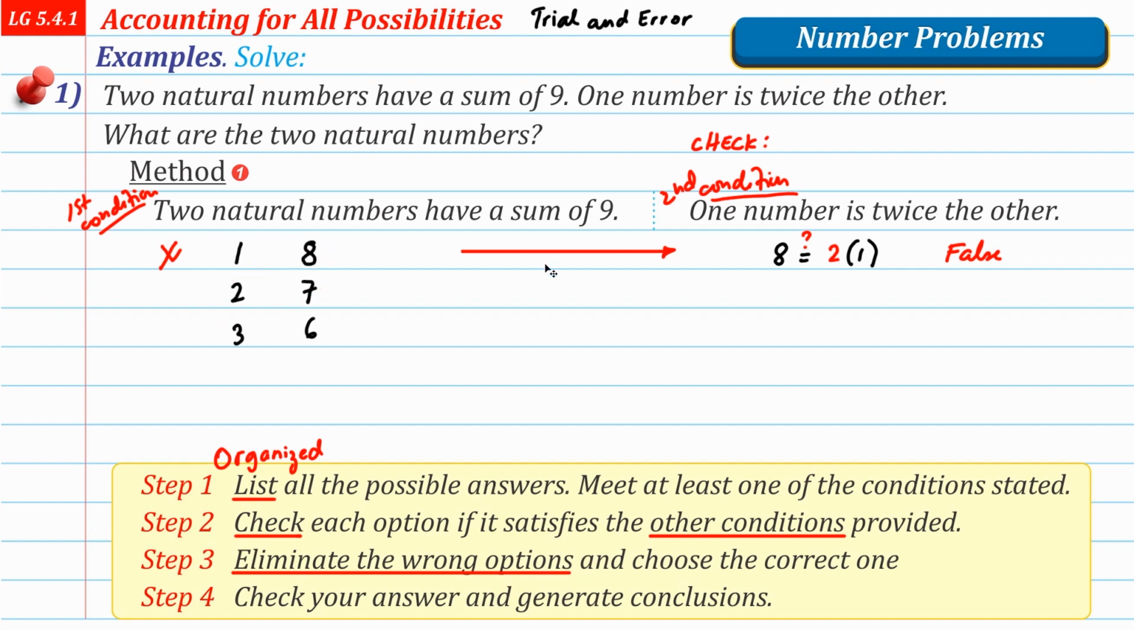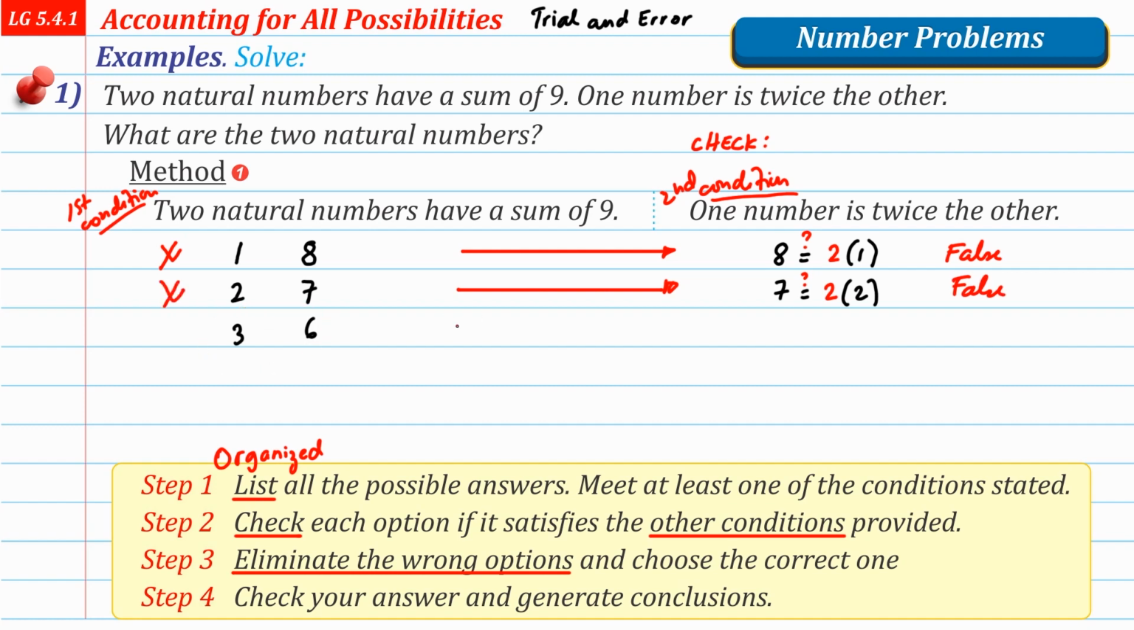Okay, next tayo. Bilisan natin. 2, 7. So, again, check the second condition kasi these two satisfy the first condition. So, is 7 twice the other number 2? True or false? Again, false na naman. Oh, sad story. Eliminate.